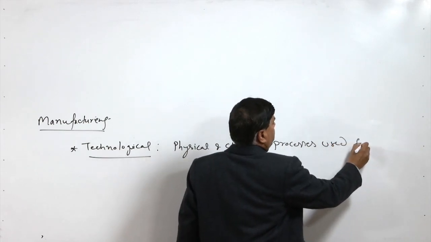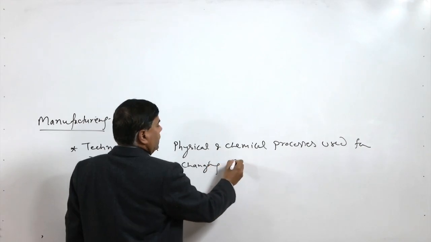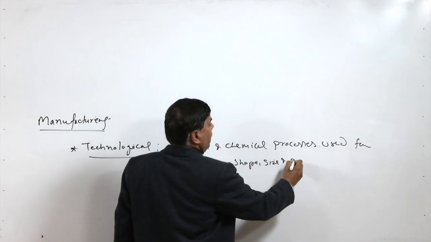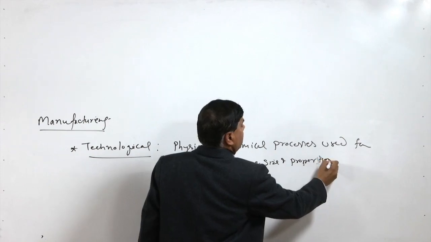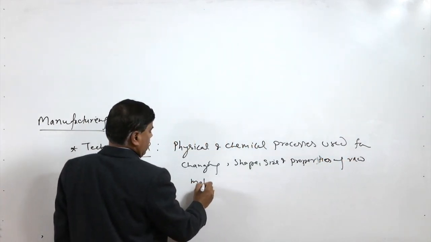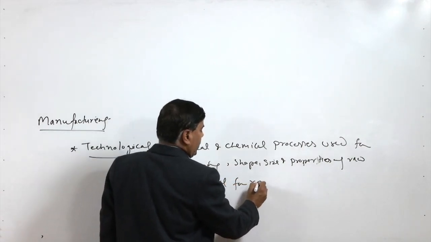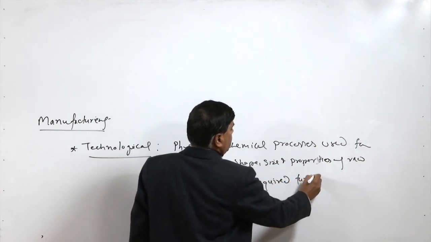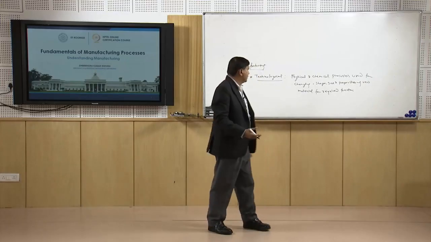used for changing the shape, size and properties of raw material for the required function, so that the product being made can be used successfully for long.